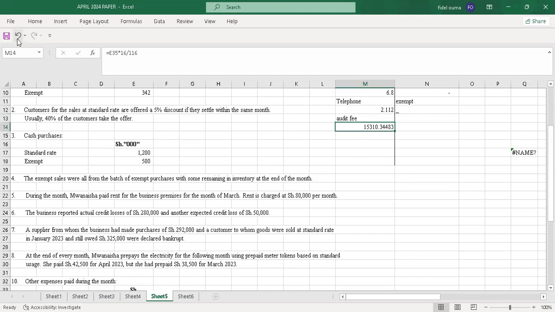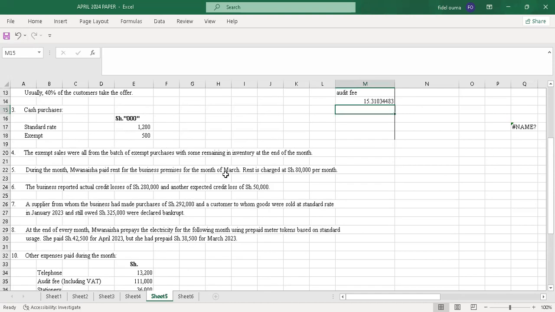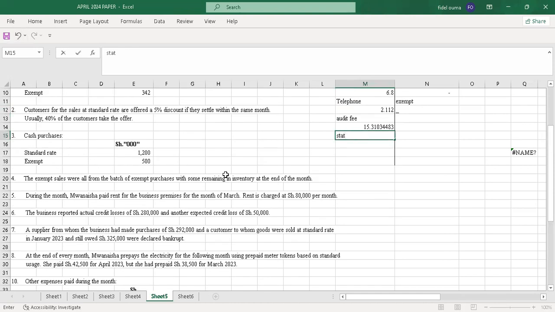Let me undo that, because even for that, it was not in thousands. So let me pick it in thousands. So it's 111, times 16 divided by 116, because it's inclusive. And I'll get 15.3. So then another item is stationery, which is 36. So I just write stationery. So it's 36 times 16%.